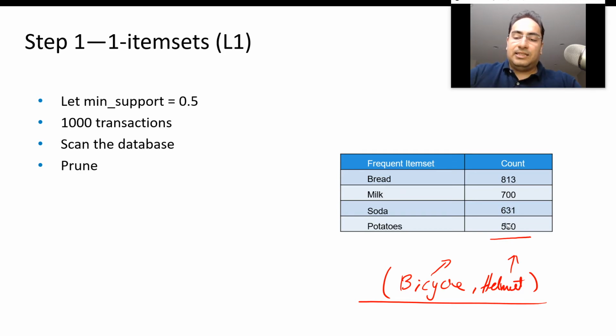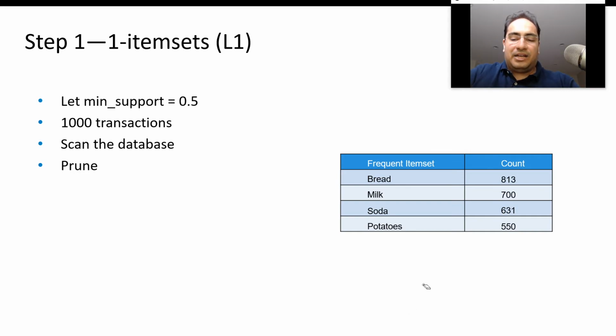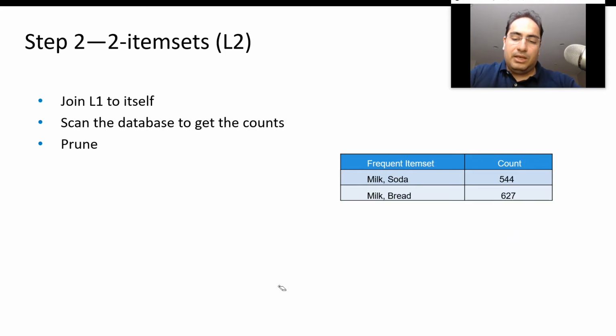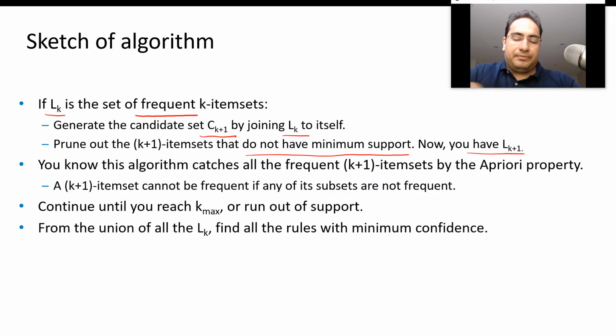Because of that, instead of looking at all different combinations of items that we have, we only look at the ones that are already frequent and start building from there. So that's what we do next. We create that, and we continue until we reach the K of maximum, like we have item sets of size 5, or we run out of support, which is the likely case.